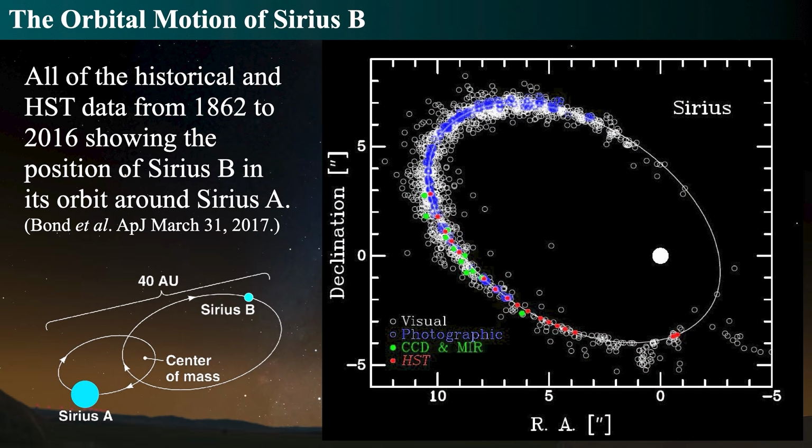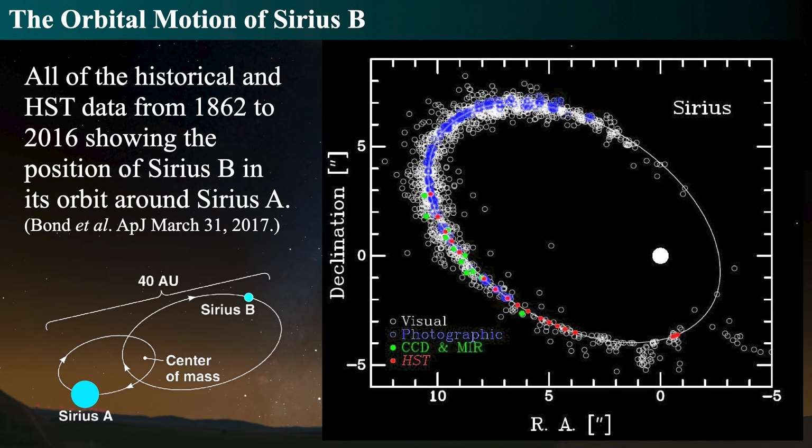What we're looking at here is a compilation of data of 150 years of observations from 1862 to 2016, made by Bond et al., published in 2017. And this tracks the position of Sirius B as it orbits Sirius A. It combines a lot of early visual measurements, starting with the discovery in 1862, some photographic plates, and the high-precision Hubble Space Telescope astrometry to map the full apparent orbit on the sky. And this result gives us a very precise orbital solution.